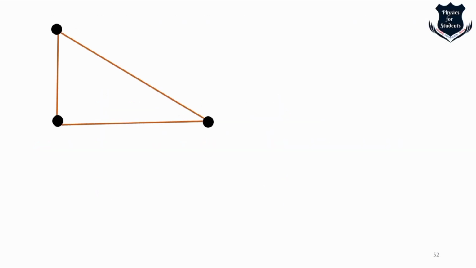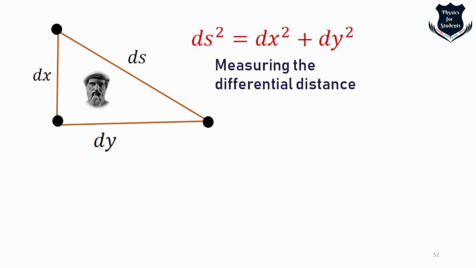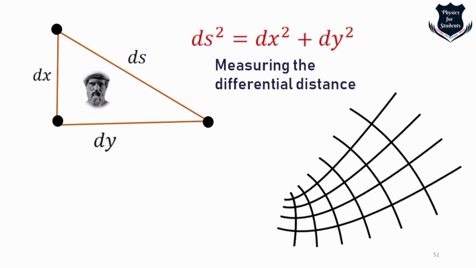If we now want to calculate the distance between two points in a triangle like this, we use the old Ionian Greek Pythagoras, and now we are using ds, dx and dy. Why? Because we want to calculate the differential distance. So we measure the differential distance by extending Pythagoras' theorem. But what if we get a curvature like this, where these are the two points and we want to calculate this curve? This formula definitely won't work.